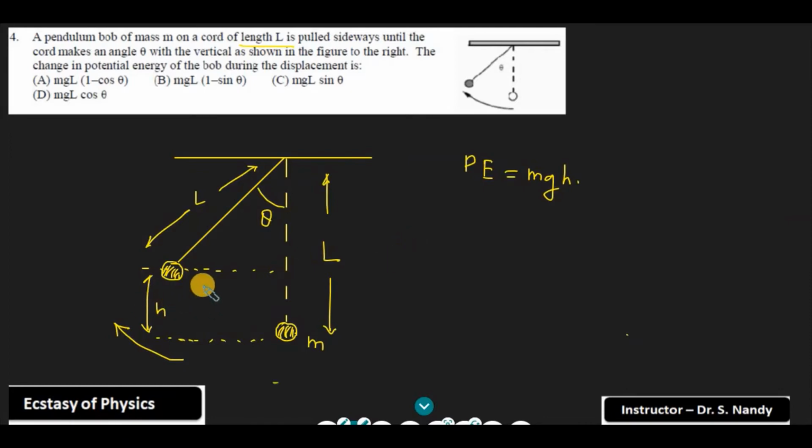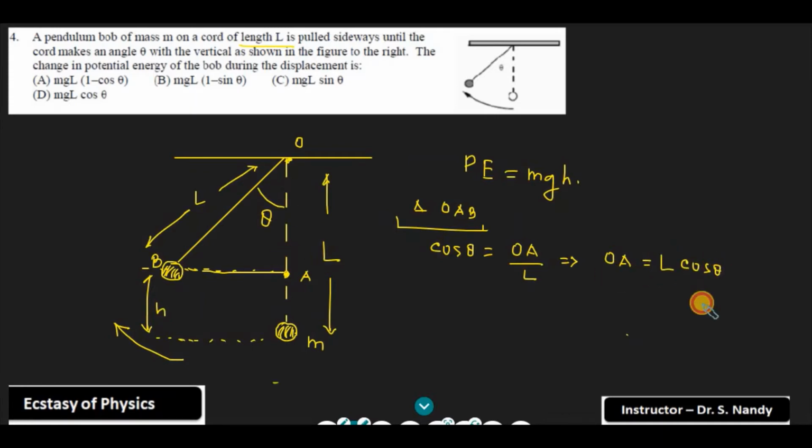So now we have to find h. For that we'll consider this triangle. Let's say this point is A, this point is B, and this point is O. Now from the triangle OAB, we can say cosine theta is equal to OA upon L, that is the adjacent upon the hypotenuse, and OA can be written as L cosine theta.